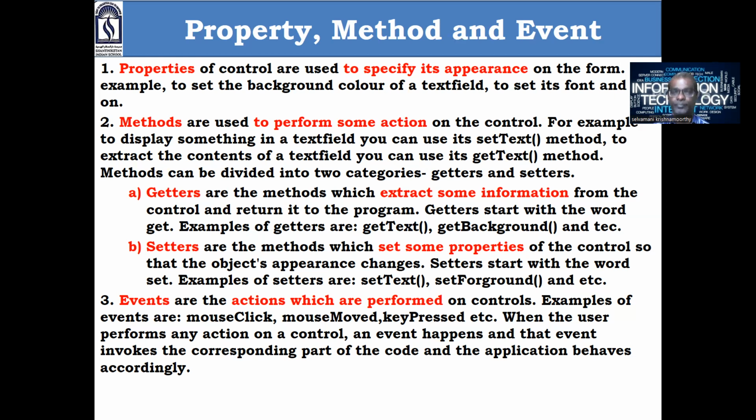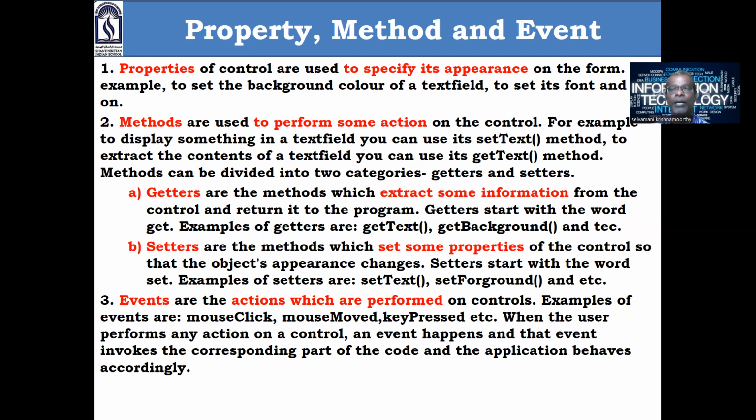Next one is event. Events are the actions which are performed on the control. Already we studied method. Don't confuse method and event. Events are actions which are performed on a control. What are the events we can perform on the control? Consider we have one button. If you move the mouse over the button, that is called the mouse moved event. When you click the mouse over a button, that is called mouse click.